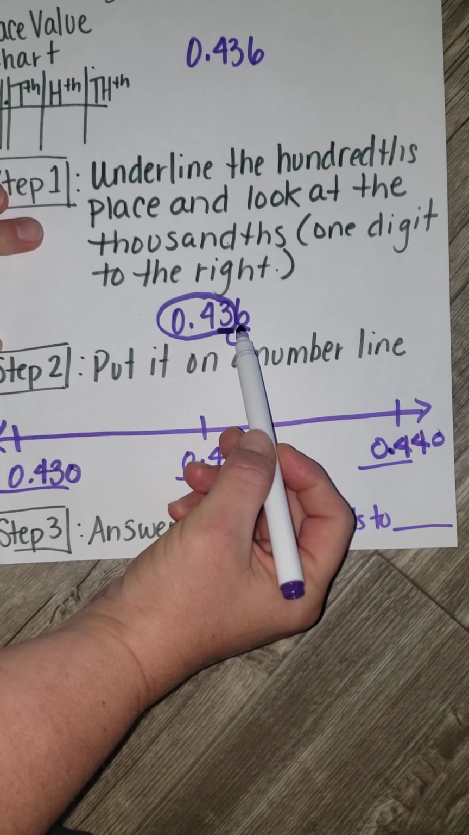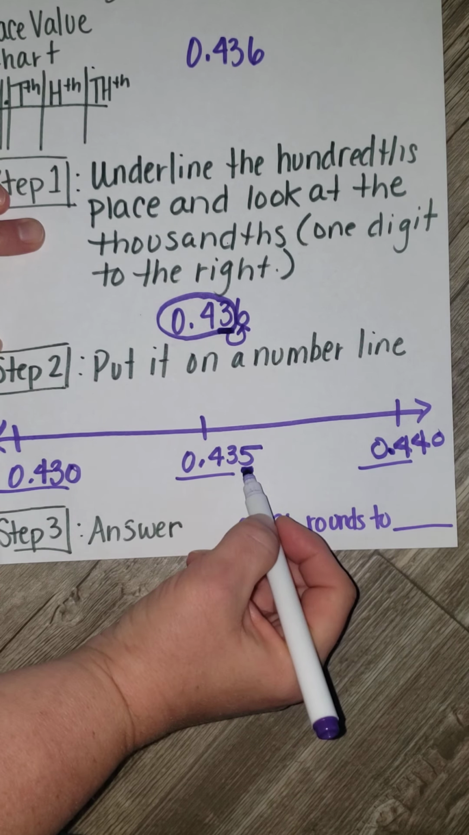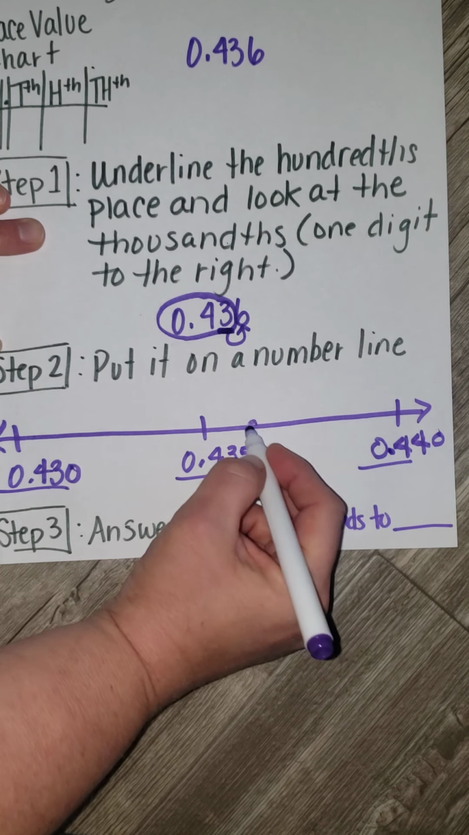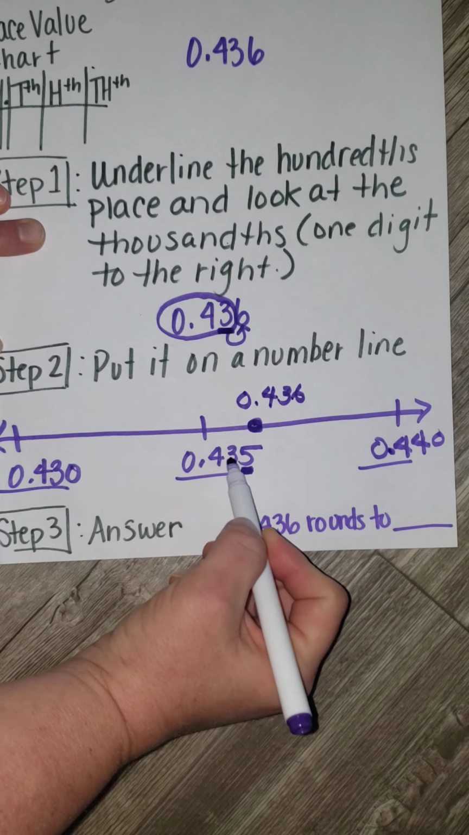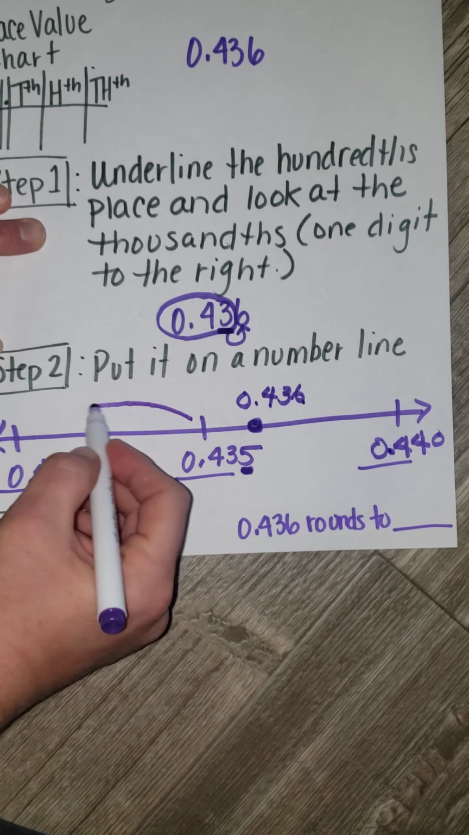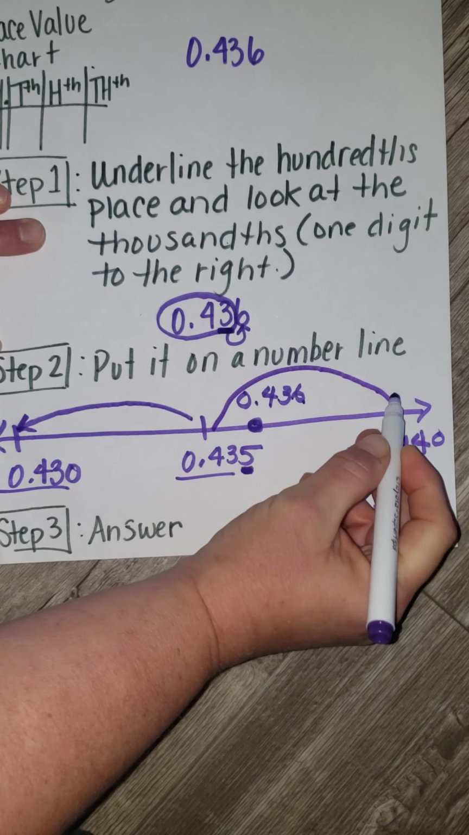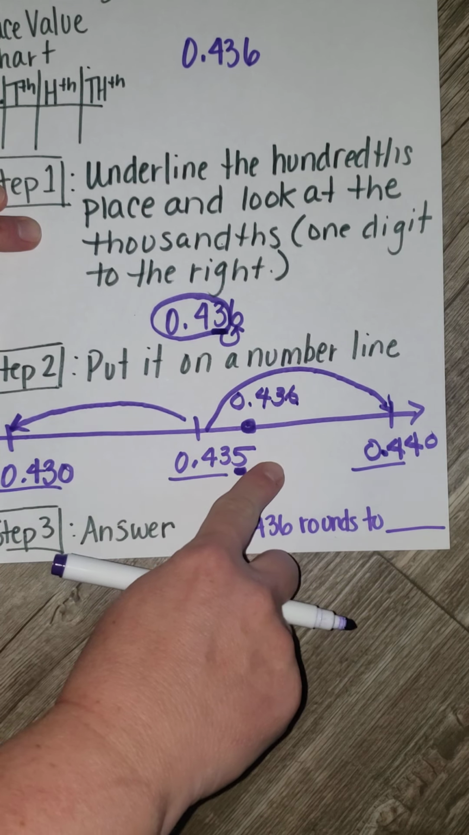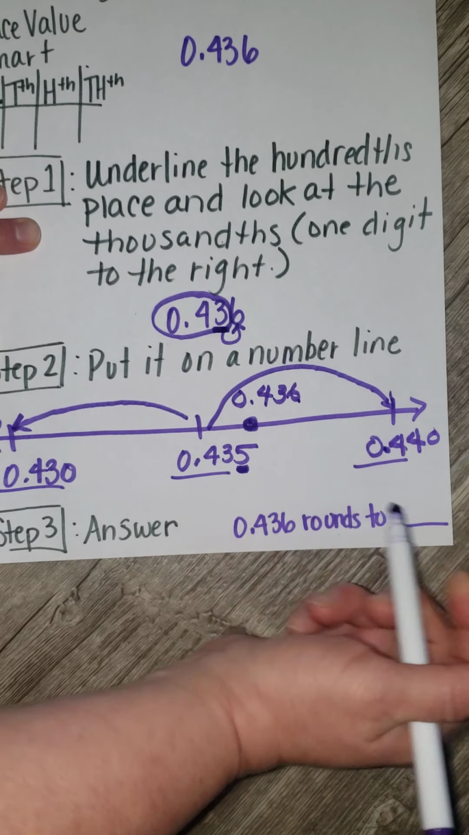And we're looking here at the 6. So I need to ask myself, is this 6 greater than or less than 5? Well, I know 6 is greater than 5, so this number is going to go somewhere after, because again, 435, 436, and so on. So anything over here would round closest to 430 thousandths. Anything over here rounds up because it's closer to 440 thousandths. So because this is on the larger side of 435 thousandths, we're going to be rounding up, and that is your answer.